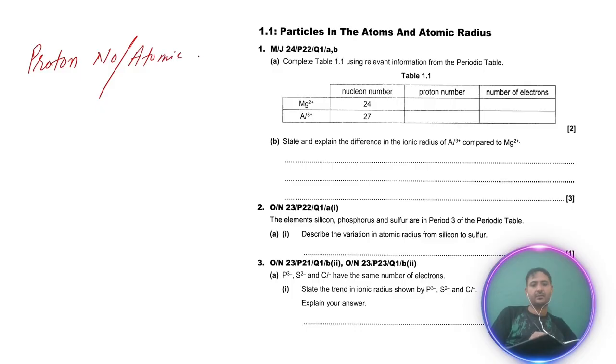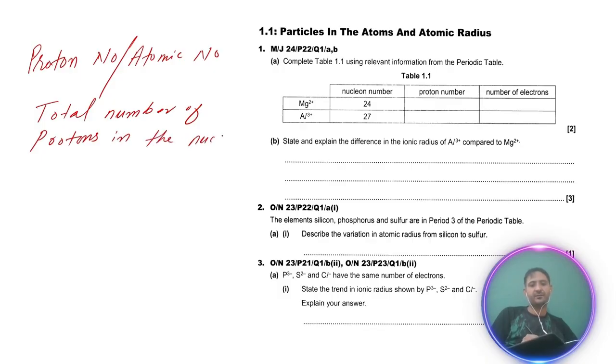Atomic number: the total number of protons in the nucleus of an atom. So for example, we have this magnesium. How can we write it? Here we will write 12. 12 represents its proton number, atomic number, okay?